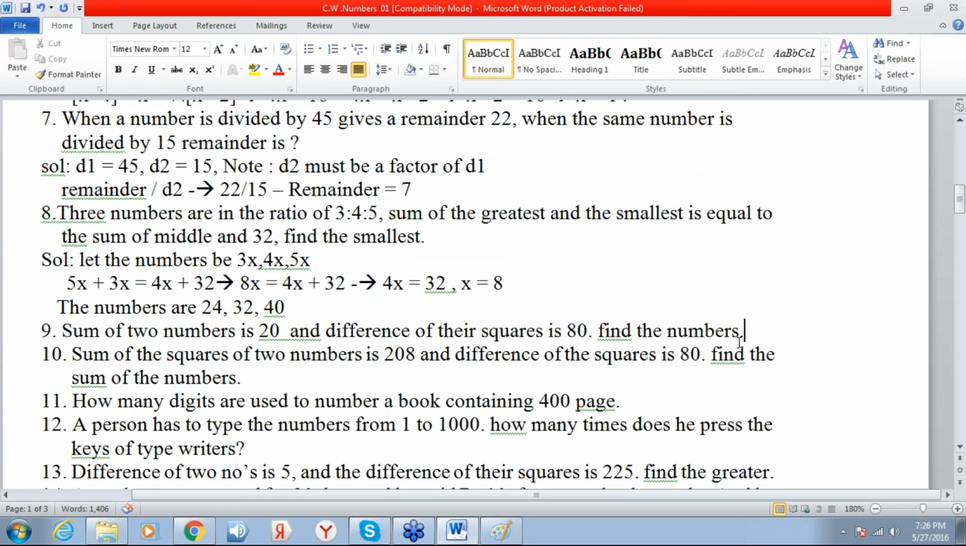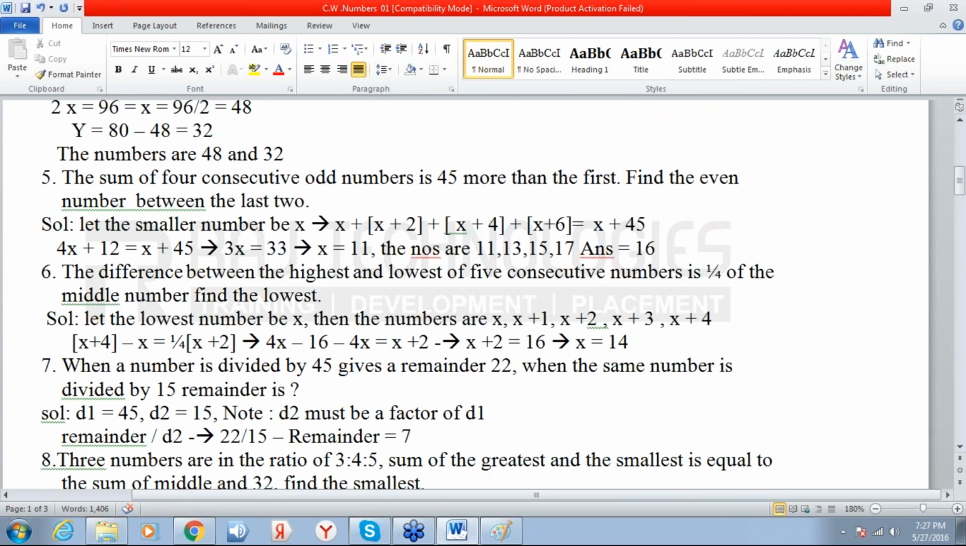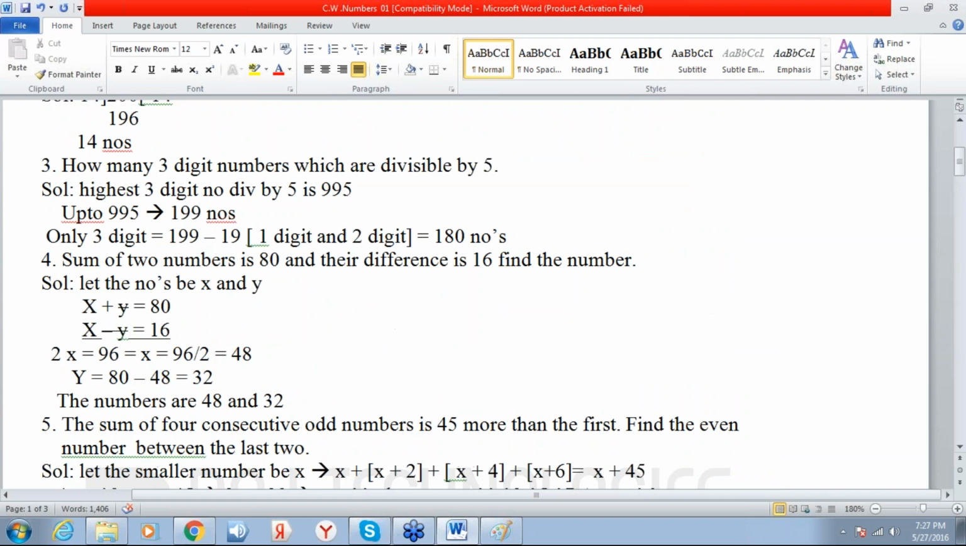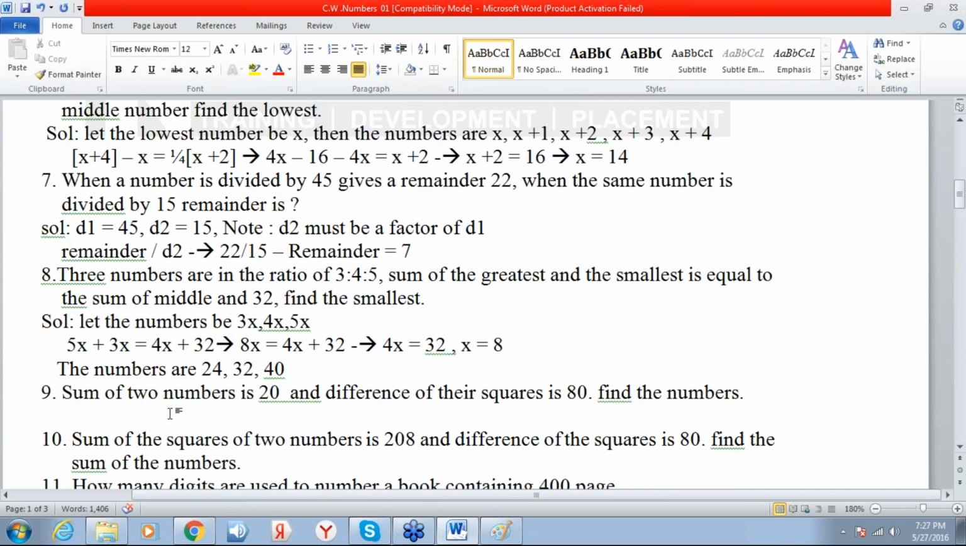Sum of two numbers is 20 and difference of their squares is 80. Find the numbers. This is squares, different from the previous question. The two questions are not the same. I got the answer, sir: x is equal to 12, y is equal to 8.